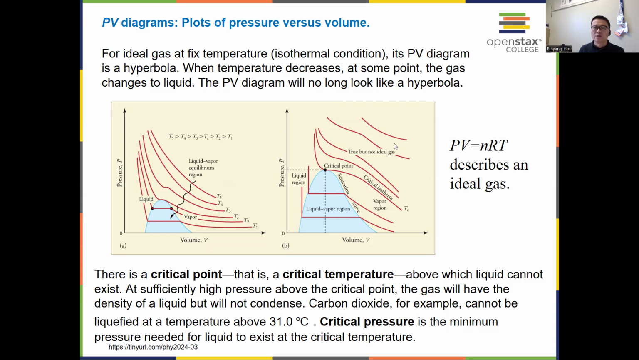So if it's a smooth curve, then it's an ideal gas. In this case, it's not an ideal gas because there's a bump in the middle here. Certain terminology to remember: critical point, also called the critical temperature, above which liquid cannot exist. If you're above this point, the critical point, then it's all gas, it's not liquid. Below it, you have the liquid and gas phases.